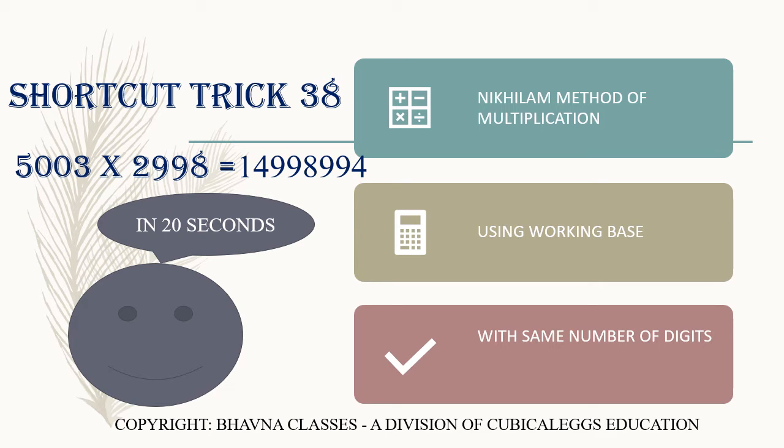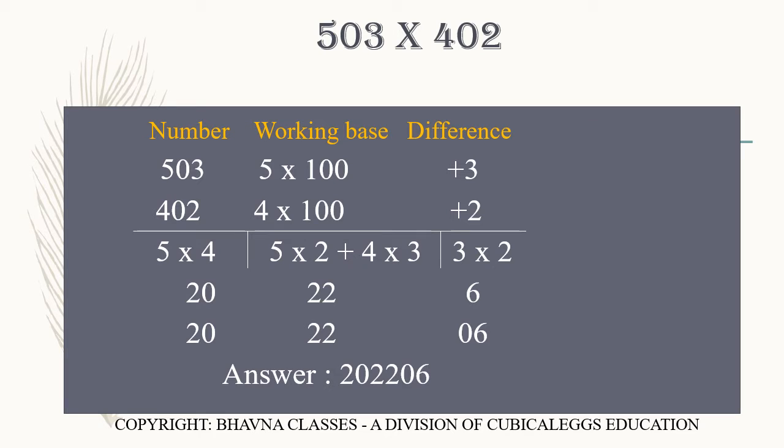In this video, we are discussing a shortcut trick to multiply two numbers by using a working base approach where both the numbers have the same number of digits. So let's see how it is done. So here is the first example: 503 times 402.